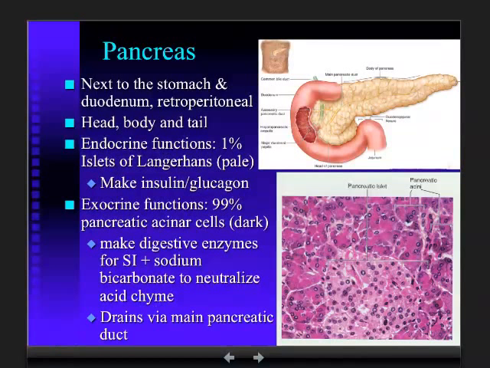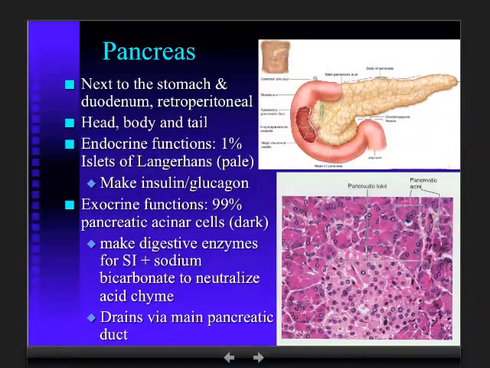It's 1% of the tissue. If you look at a histological section, it's a landscape of darkly staining acinar cells with a little tiny island here and there of light staining islet cells. They're called alpha and beta cells, that form the islets. They're a really tiny amount because it's endocrine and it doesn't take a lot of hormone to do a lot of heavy lifting, right?